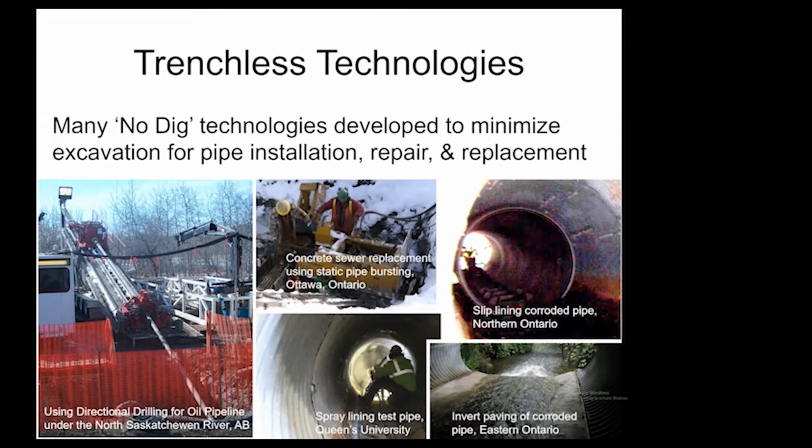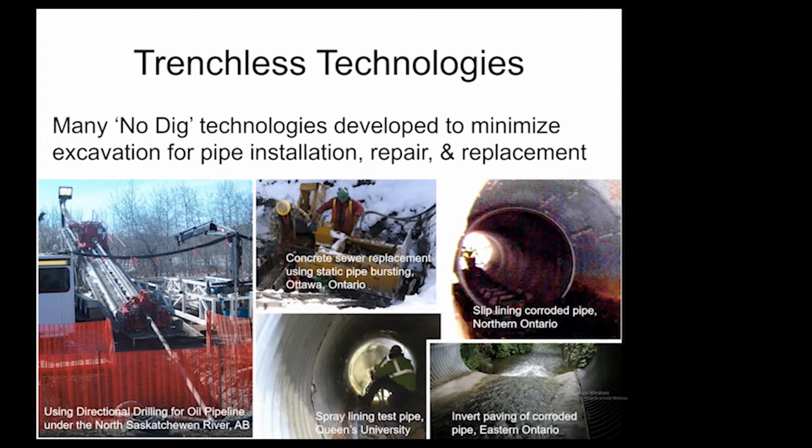The middle upper photograph here is a part of a project of replacing a concrete sewer using static pipe bursting. And if I have the time, I will give you some illustration of that. Everything takes longer with Zoom. So depending on how the time goes, I may not get to that part of the presentation, but we'll see. On the right-hand side, we're seeing a new pipe being inserted into an old pipe. This is actually an old corrugated steel pipe that's been corroded.